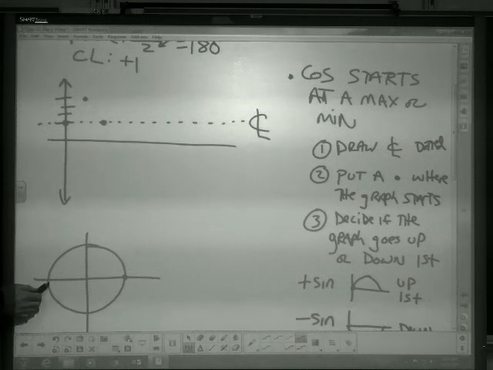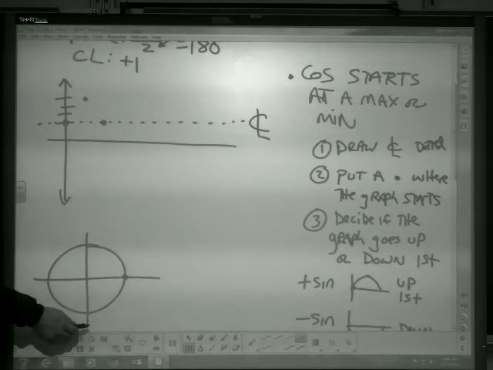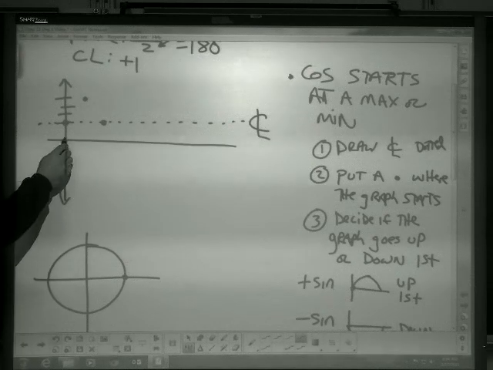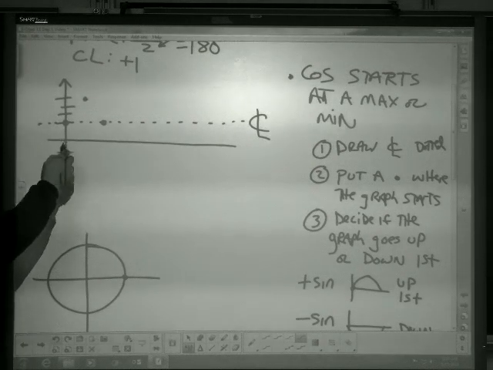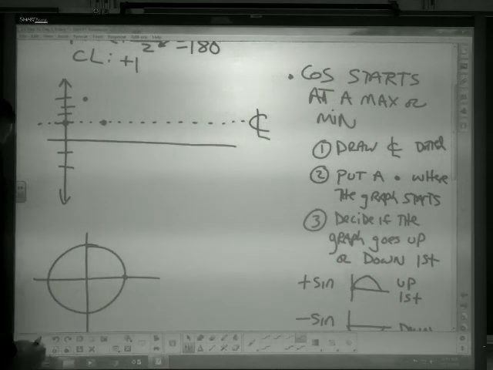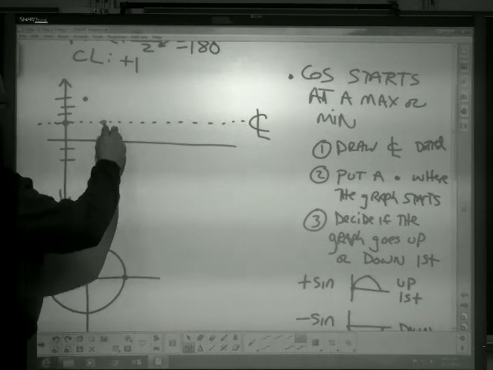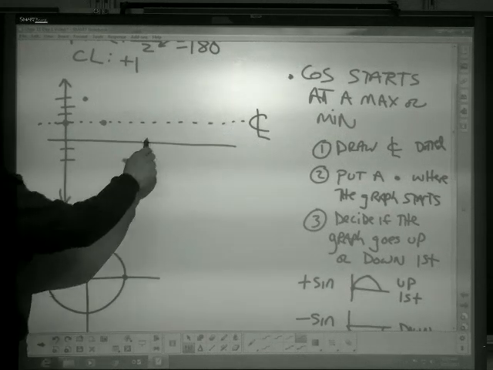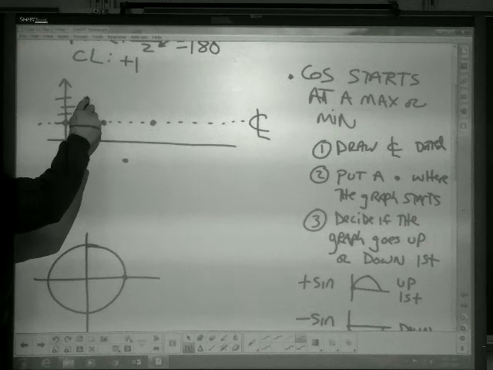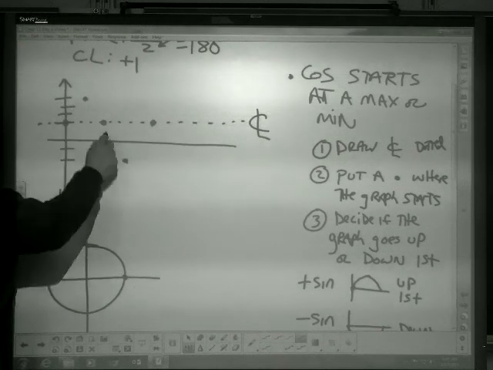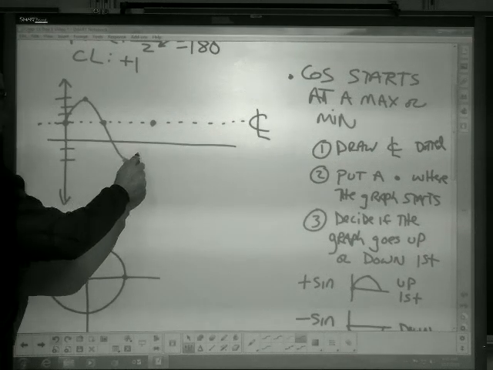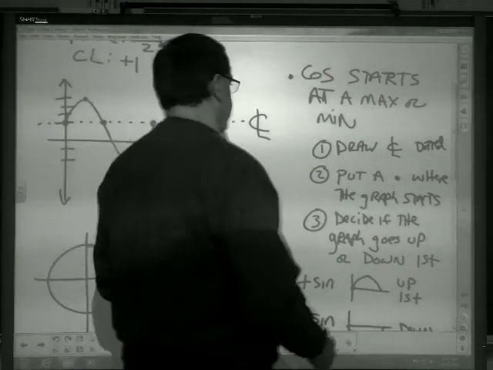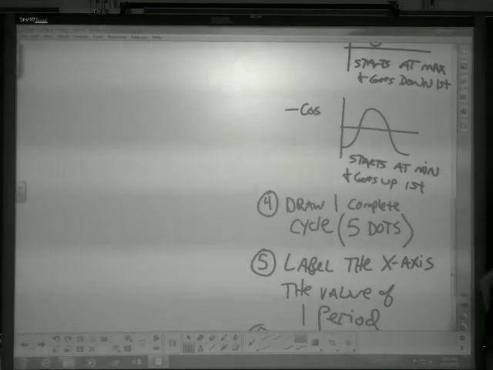Now we go under the center line because we're negative until we reach the minimum. So 3 under: 1, 2, 3. It's not quite to scale. So I go downward. And then from here, I go back to the center line, I go upward. So I put center line, max, center line, min, center line. That's 5 dots, and now I can connect them rounded, not pointy. So draw one cycle, 5 dots.